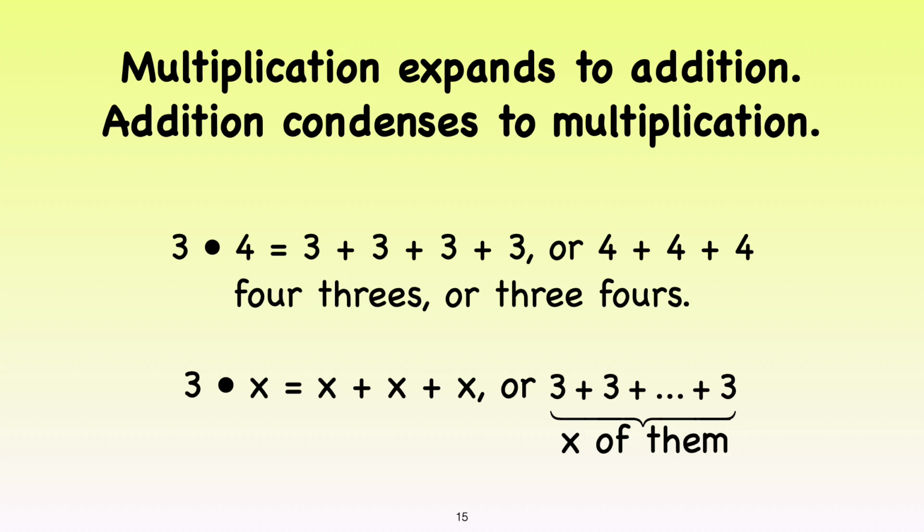Back to this idea of repeated multiplication. Since the order doesn't matter in multiplication, then it doesn't matter if we say 4 3s or 3 4s, or x 3s or 3 x's. Multiplication expands to addition, meaning when we spread multiplication out and show it as things added together, the expression is longer. Addition condenses to multiplication. If we change addition to multiplication, the expression is shorter.